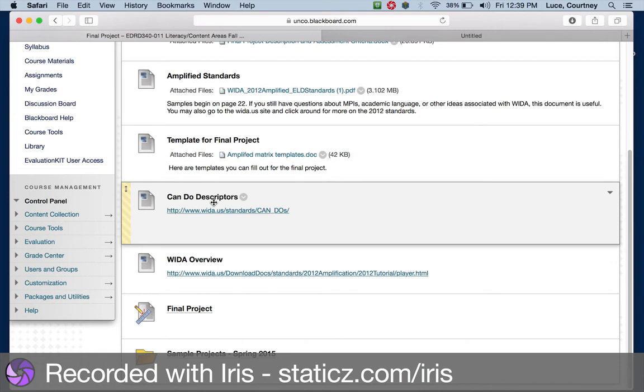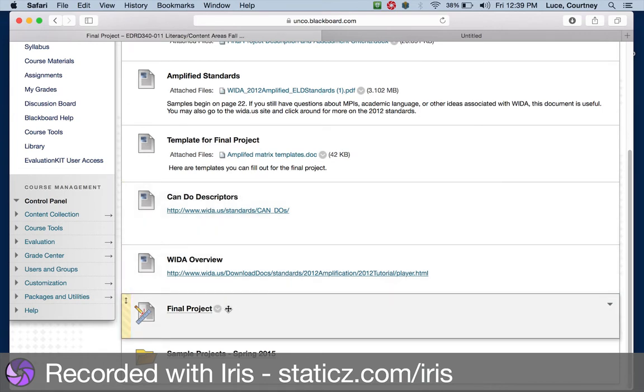Can-do descriptors I'll be talking about with the example, and same with the WIDA overview. And then here is the link for turning in your final project. One of the things you'll notice, it is due the Friday of finals week by midnight. So make sure that you turn it in the Friday of finals week by midnight and you should be good to go. So the first piece I'm going to look at as we walk through this are the sample projects.